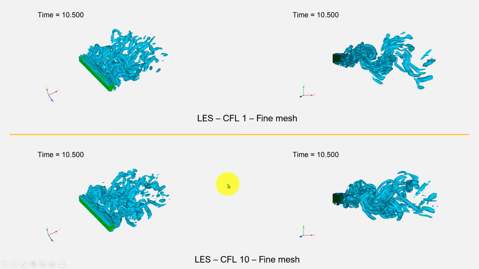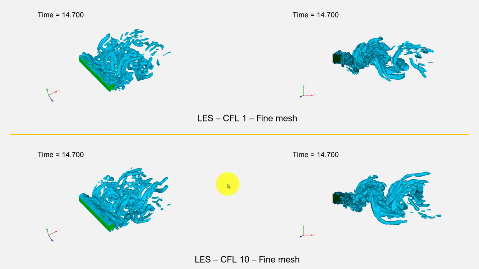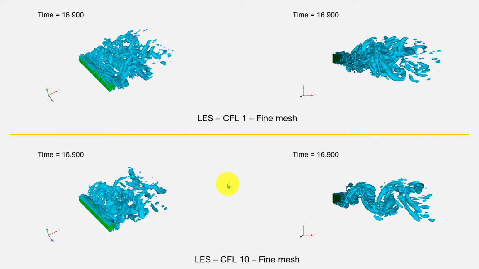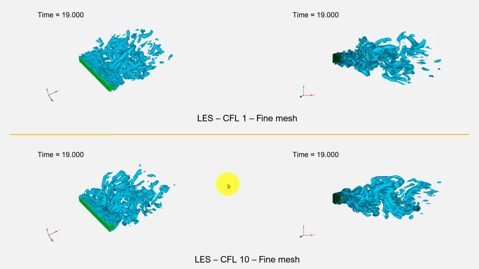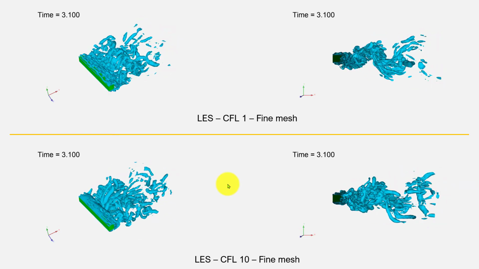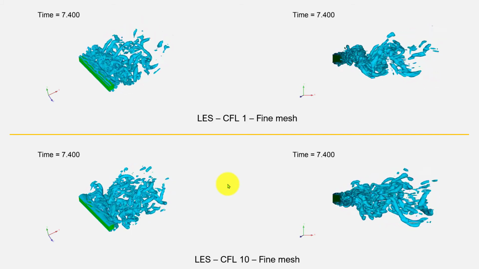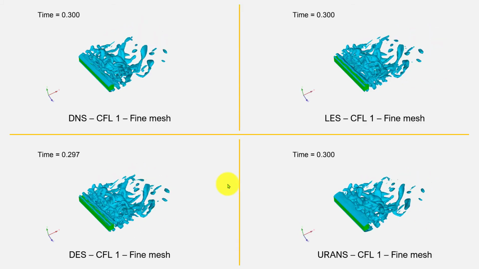Okay, so we see that we have a good solution. However, when we look at the time series, we might see that one will probably overpredict or underpredict the forces, but that doesn't mean that you cannot run LES with a large CFL number. It means that probably you are not getting too much numerical diffusion.